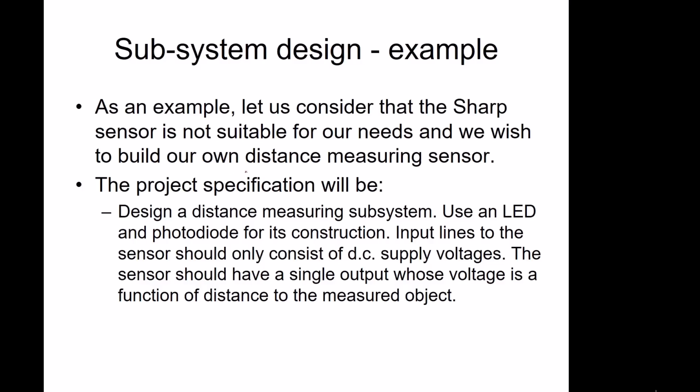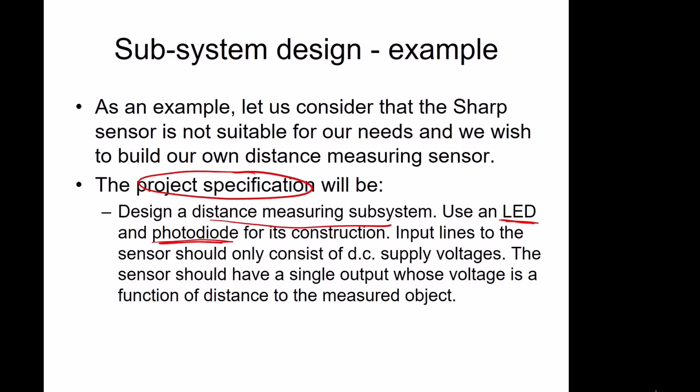For our design specification, as an example for this, what we're going to do is design a distance measuring system. We're going to use an LED to produce some light. That light will get sent out, reflected off an object, and then a photodiode will be used to measure that intensity, and then that'll give us our distance reading.